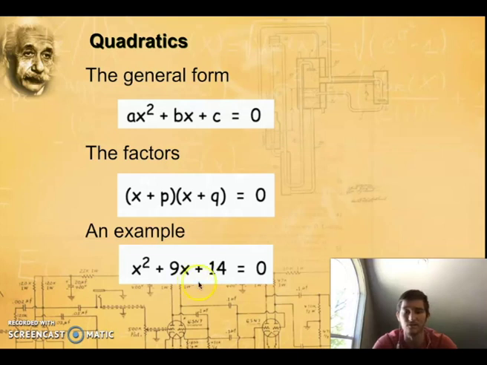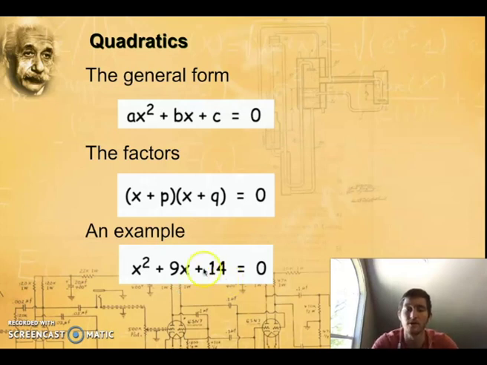So as an example, we have x squared plus 9x plus 14 is equal to 0. And so for this one, we have to find what two values, when multiplied by each other, will give us 14, and when added together will give us 9. So take a moment and try that. All right, I hope you had the opportunity to give that one a try.